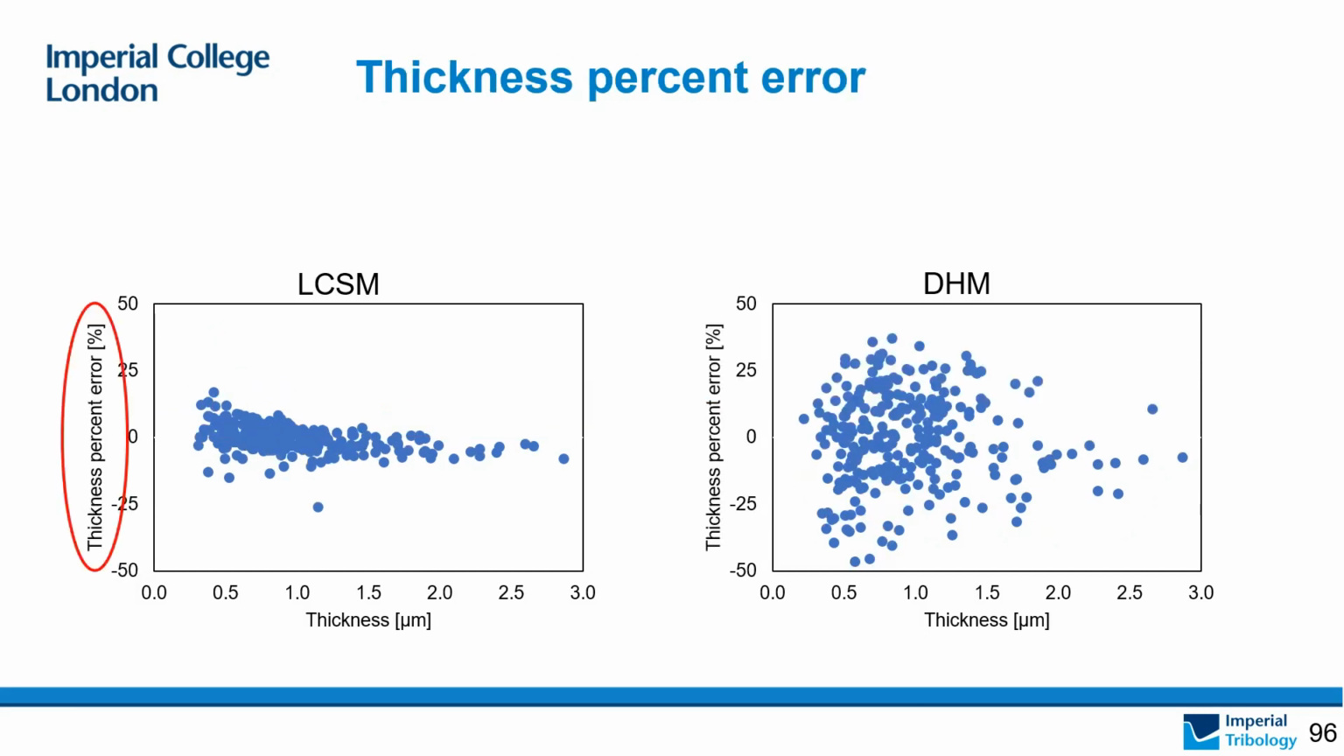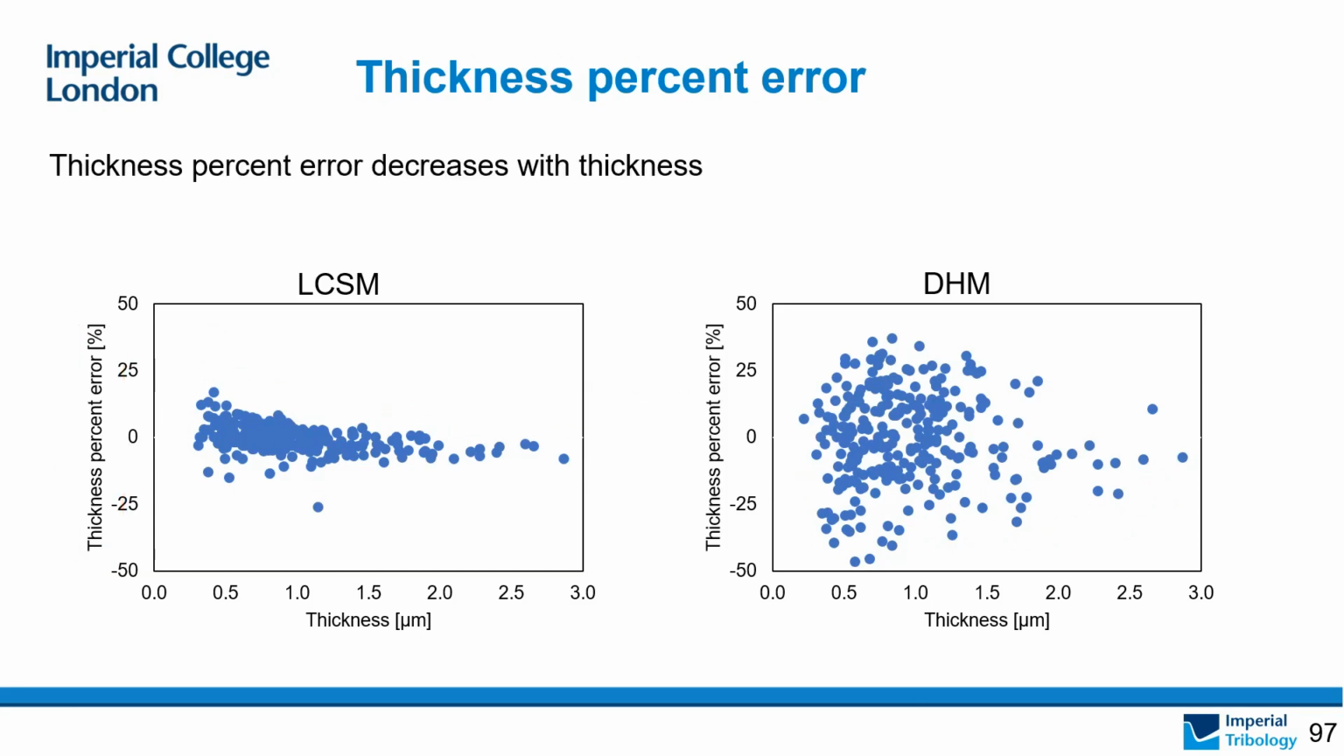Here we convert the refractive index deviation to thickness percent error. One thing we can observe is that thickness error decreases with the increase of thickness. This means that we are more confident with measuring a thick film than a thin film.